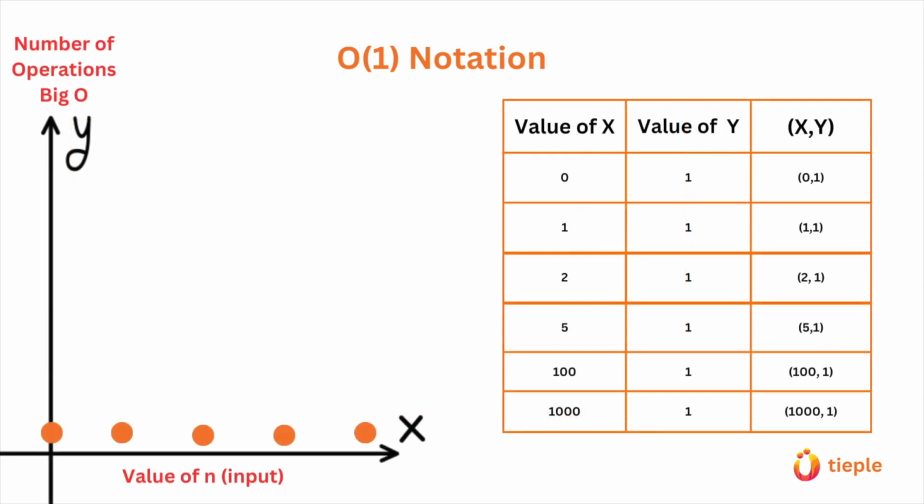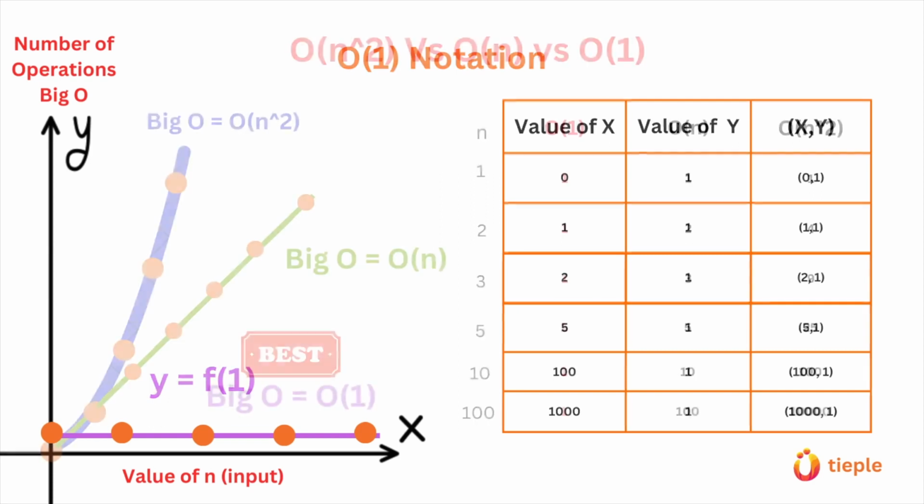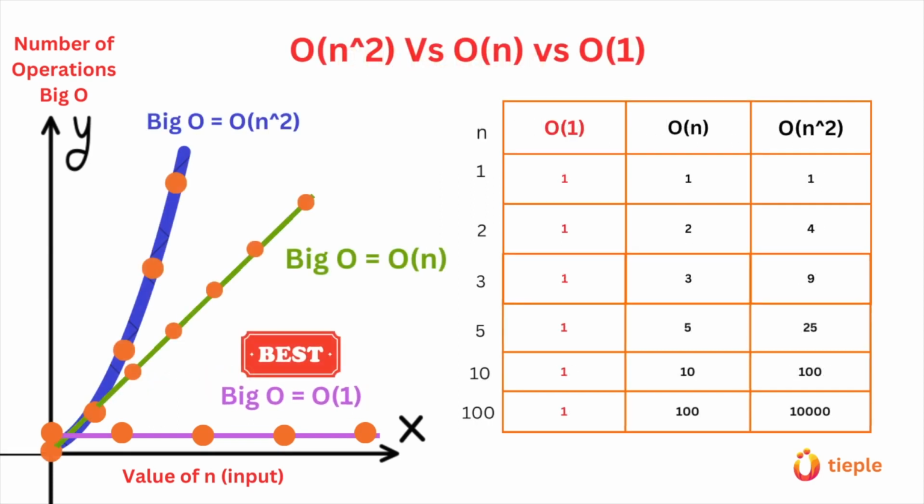Picture this on a graph and you'll see a straight flat line at the bottom. Compared to other complexities, this is like the superhero of efficiency. Nothing can beat O of 1 complexity. It's the most efficient. We even call it constant time because it always takes the same amount of time no matter what.